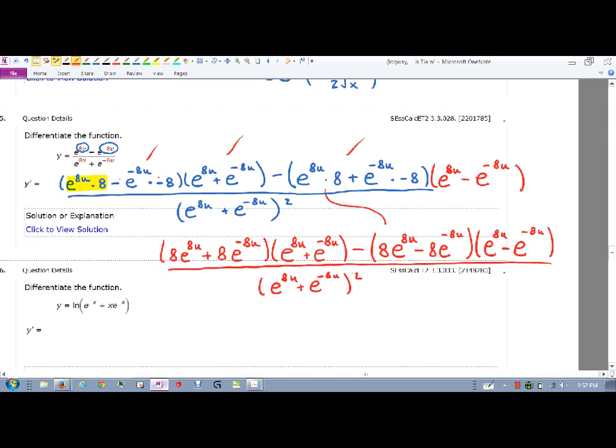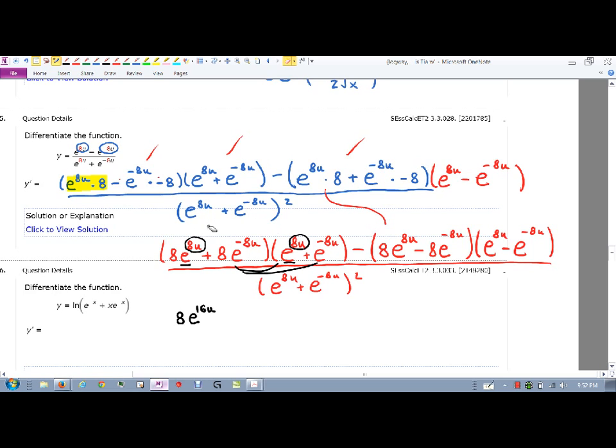Let's see if there's anything we can do here. I don't see anything obvious right off the bat, but let's just go ahead and distribute. I'm going to do FOIL here: that times that, that times that, that times that, that times that. So 8e to the 8u times e to the 8u. Because these have the same base, we add the exponents, 8u plus 8u, and that gives us 16. So we have the 8 constant out front, e to the 16u.